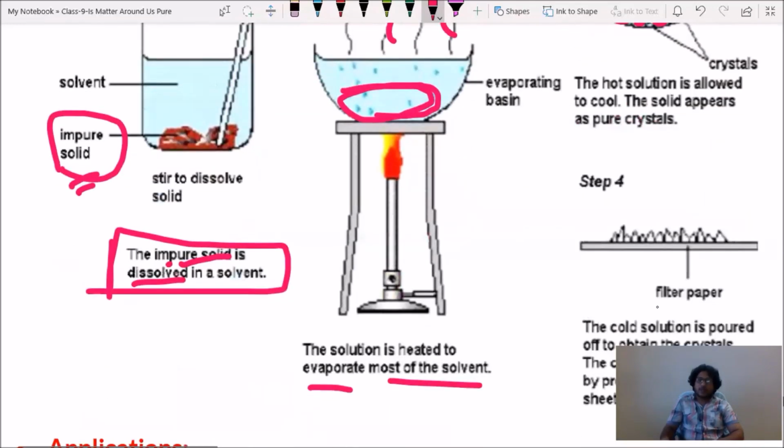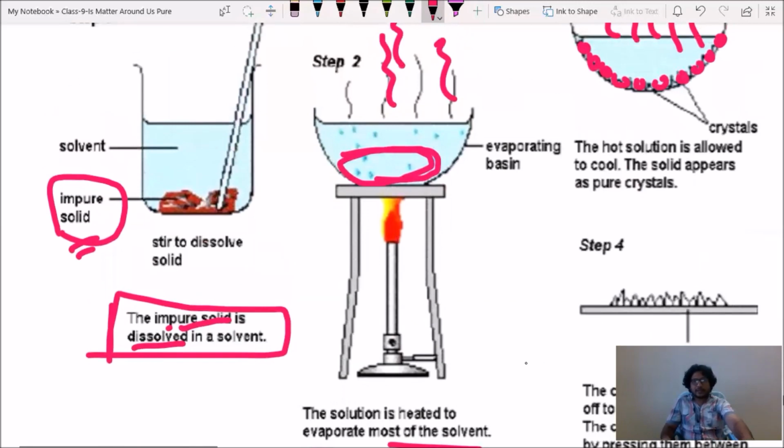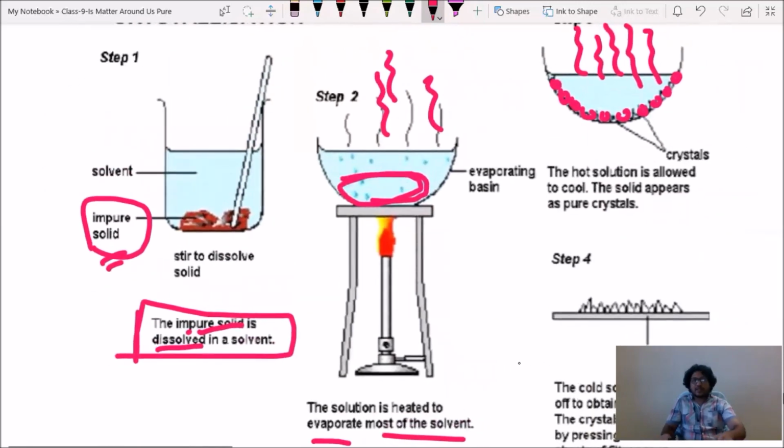Step 4: you can use filter paper. The cold solution is poured off to obtain the crystals. The crystals may be dried by pressing them between sheets of filter paper. Like that, we can use these steps to separate pure crystals from impure crystals.